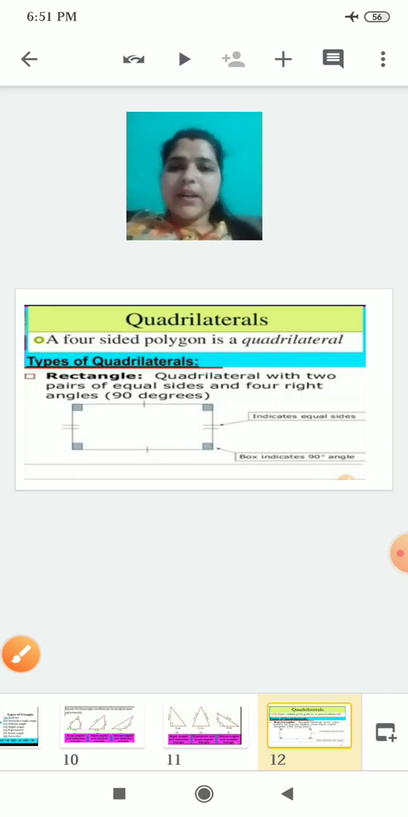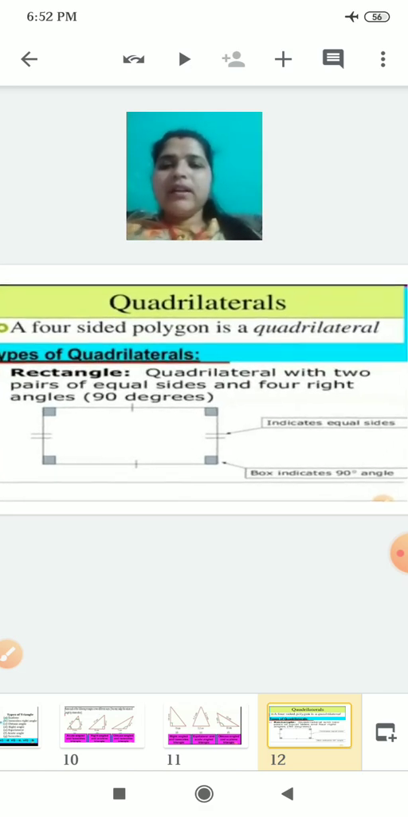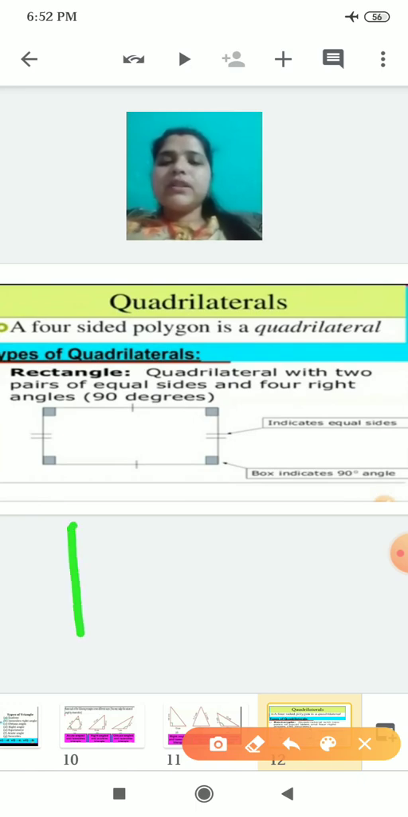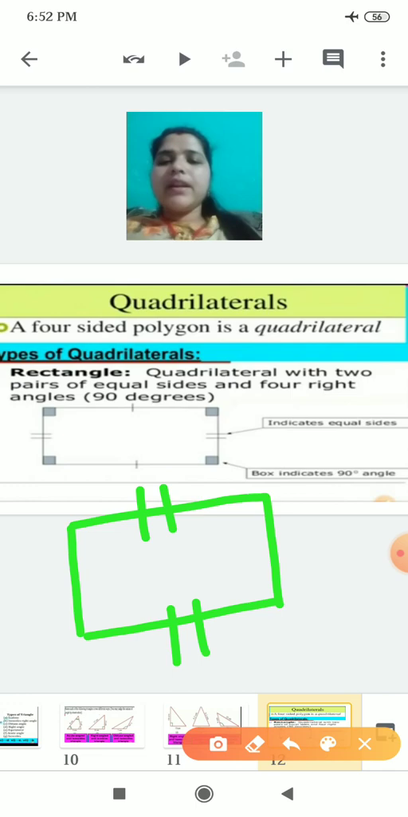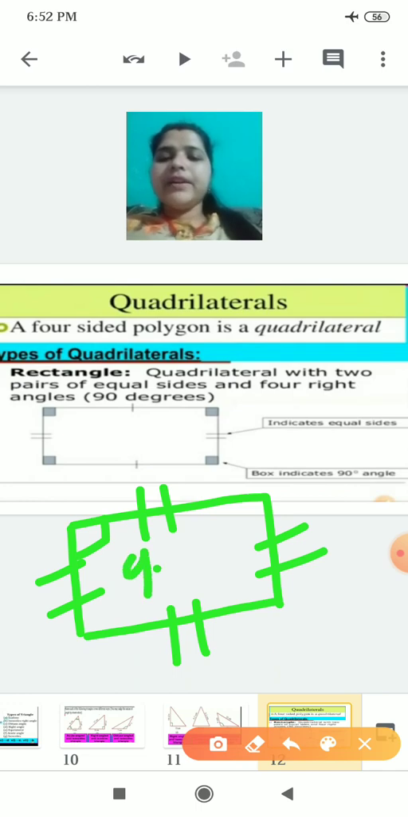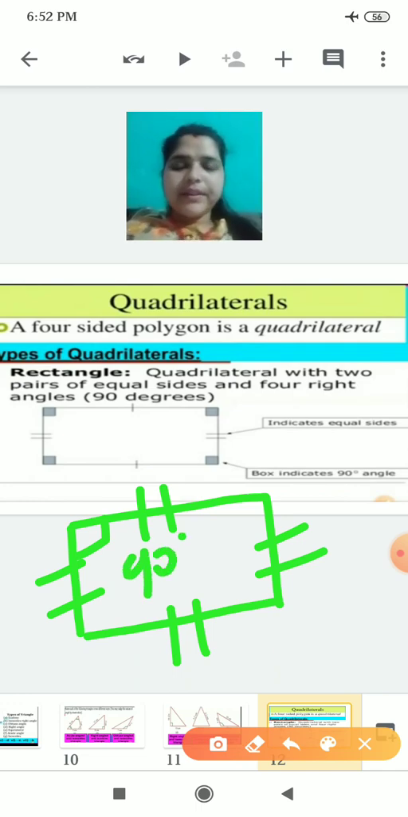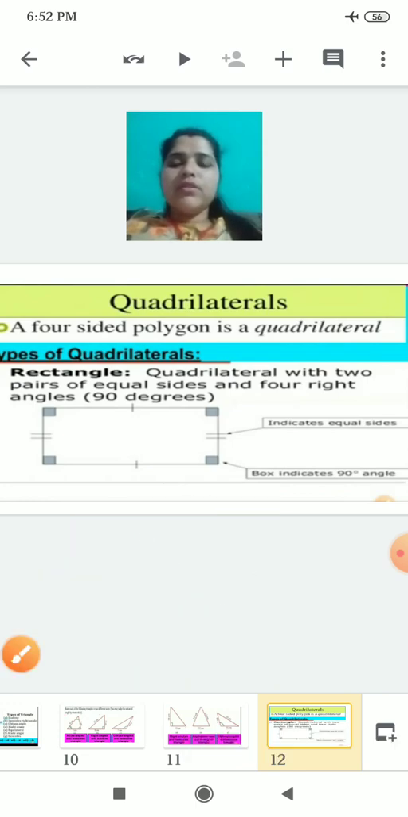So a four-sided polygon is a quadrilateral, and the types of quadrilaterals we have: first, we have a rectangle. What are the properties of a rectangle? Rectangle की क्या properties we have is its opposite sides are equal and parallel. Okay. And each angle is 90 degrees. इसका हर angle जो होता है वो 90 degree का होता है. Okay.